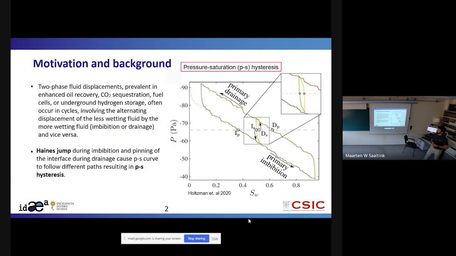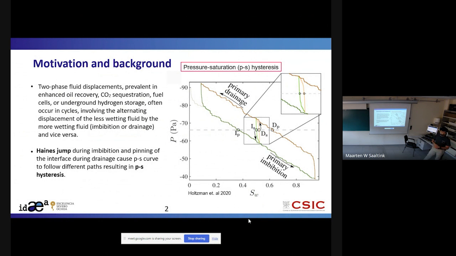So why do we care? Why do we choose this topic? It's because it's so prevalent in many two-phase fluid displacement problems, like geological CO2 sequestration, underground hydrogen storage, and many others. And what exactly pressure changes in hysteresis is is depicted in this right diagram, which shows pressure on the y-axis and saturation on the x-axis. When we see these two lines, green and orange, these two lines are different, of course, because the green line is for primary imbibition or just imbibition, and the brown line is for drainage. And we see clearly there is some hysteresis going on.